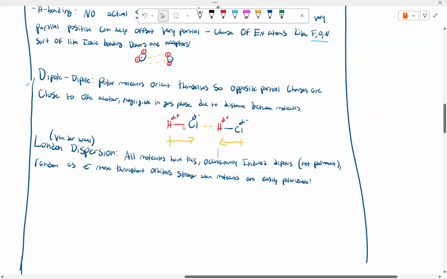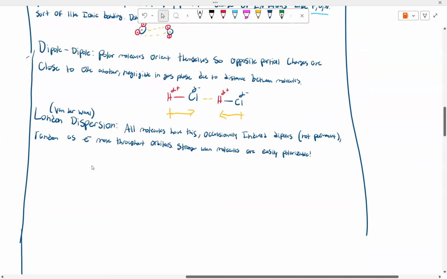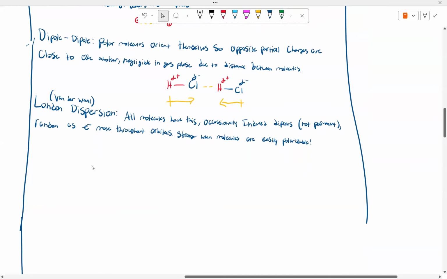It's a permanent dipole compared to London dispersion, also known as van der Waals forces, where all there is, is an induced dipole, so not permanent. And all molecules have this. This is like the baseline that everything has. It's kind of preternatural, every single thing has this. Otherwise, we would be in big trouble for those nonpolar bonds.